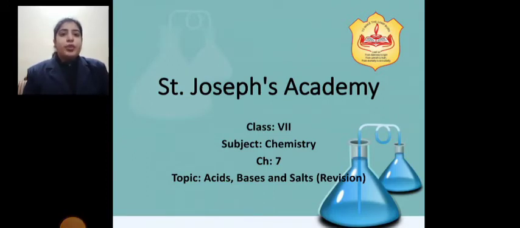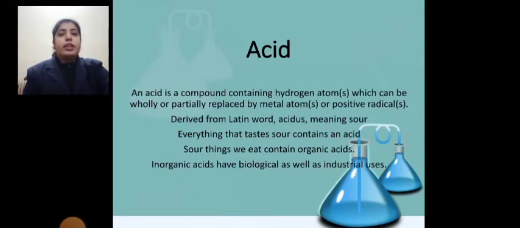In this video, we will revise chapter 7, which is acids, bases and salts. So children, what is an acid? An acid is basically a compound which contains hydrogen atoms which can be replaced either wholly or partially by metal atoms or positive radicals. And this term acid has been derived from a Latin word acidus, which means sour. So, everything that tastes sour contains an acid.